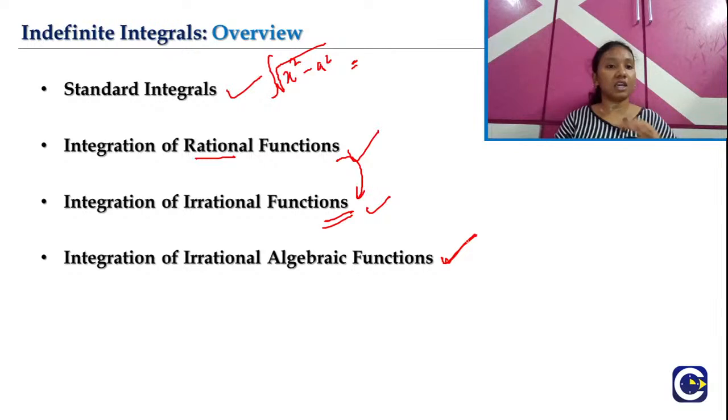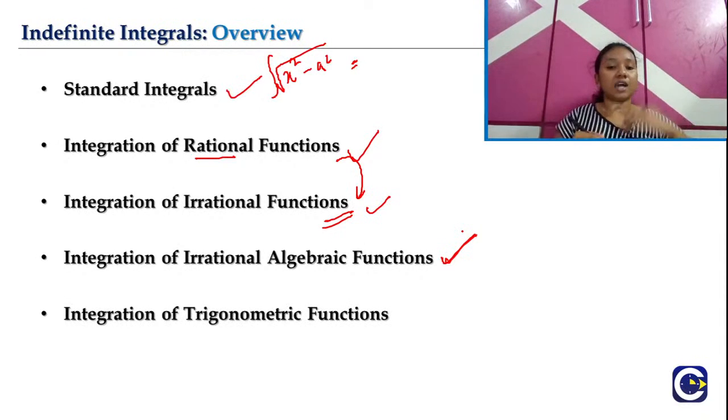We have already finished our methods of integration, but now we are dealing with how to do the integration for certain specific functions. We have already discussed the rational functions. Today in particular we are going to look into our irrational functions, and after the irrational functions we are going to the trigonometric functions. So far we haven't touched our typical complete trigonometric functions, so how to integrate them.